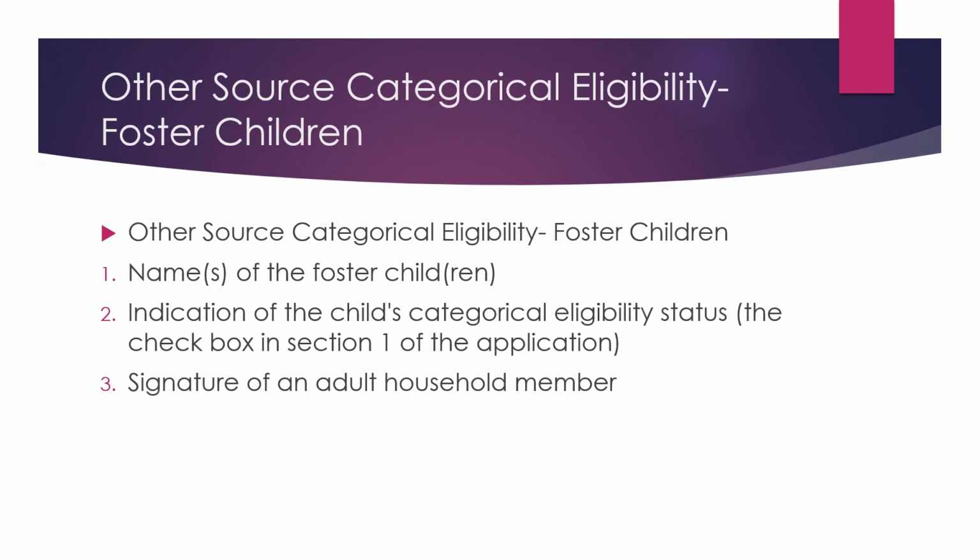Other source categorically eligible would be foster children. What would be required on the application would be the name or names of the foster children, the indication of the child's categorical eligible status. So again, the checkbox in section 1 of the application is checked, and the signature of an adult household member.